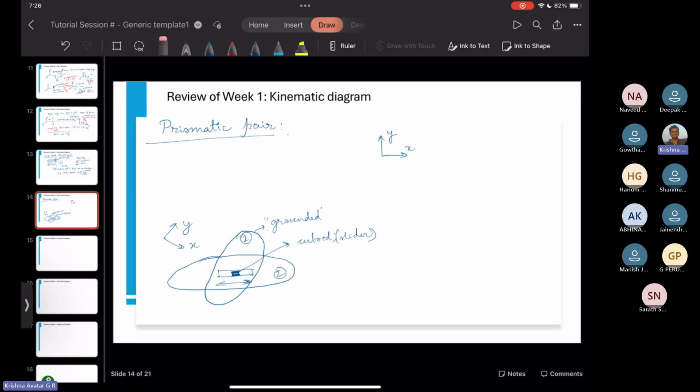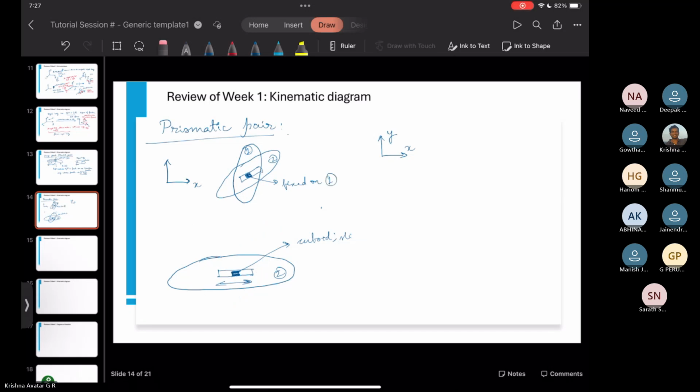Okay, what I'll do is I'll just redraw this figure. So say we have x and y, and we have this fixed here, and we have this body like this. This is body 1, this is body 2. There is a slot and a slider, and this slider is fixed on body 1. Because it has rectangular faces, it can only allow the slot to move in this manner. This is grounded.